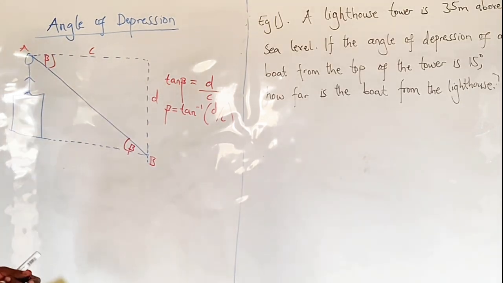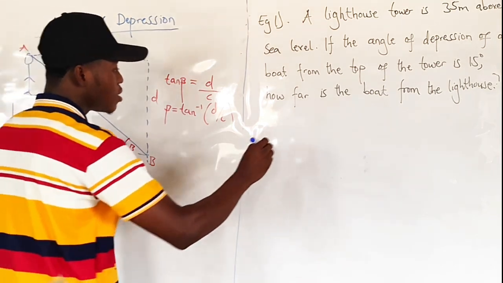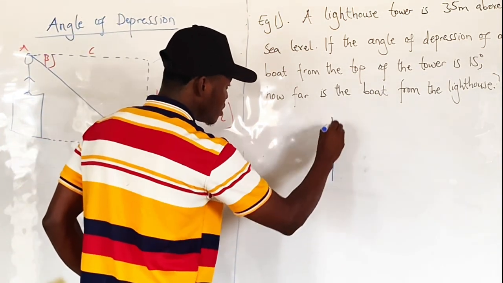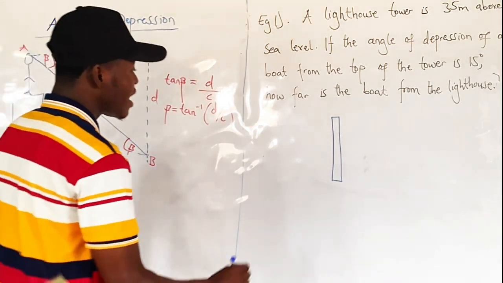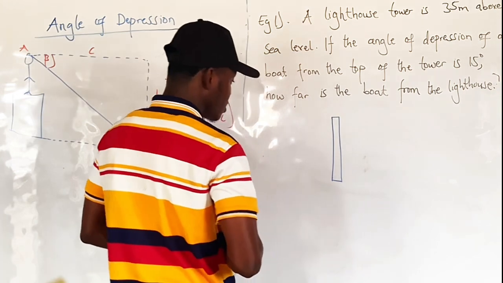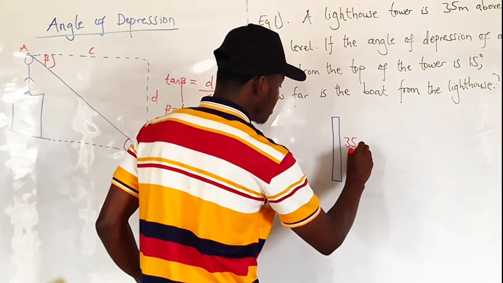First example: a lighthouse tower is 35 meters above sea level. If the angle of depression of a boat from the top of the tower is 15 degrees, how far is the boat from the lighthouse? To be able to solve this, we first have to represent it in a diagram. So I'll first draw my lighthouse tower, and it is 35 meters above sea level.